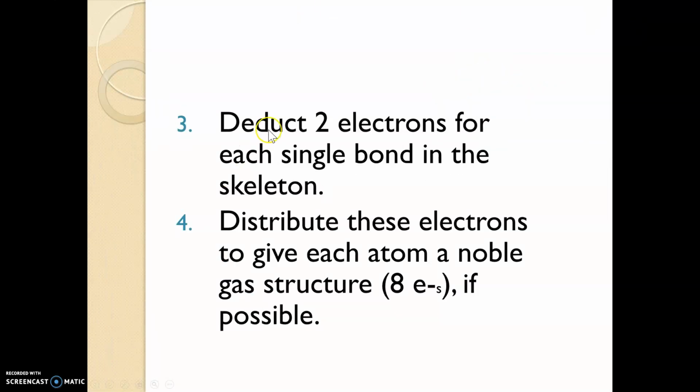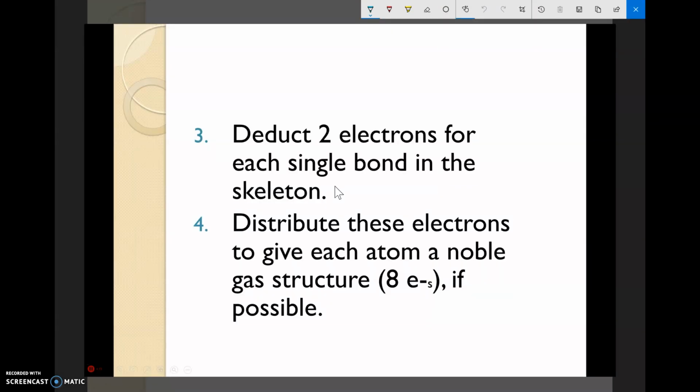Okay. Then after that, every time we see a single bond, we're going to deduct 2 electrons. And that's going to help us keep track of how many valence electrons we've used. Then after we do that, we're going to distribute the remaining electrons so that each atom, if possible, can have 8 electrons around it. Now, notice these words, if possible. Sometimes it's not possible. So keep that in mind. Also remember that hydrogen and helium only ever want to have 2. They don't want any more than 2 because 2 makes them very, very stable.